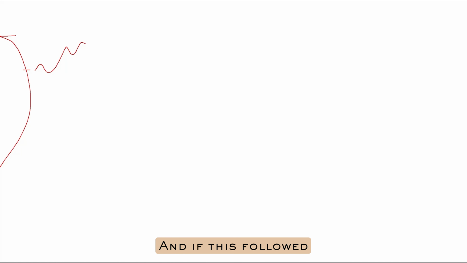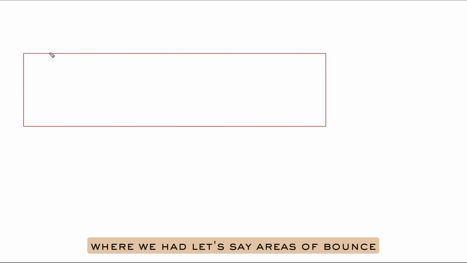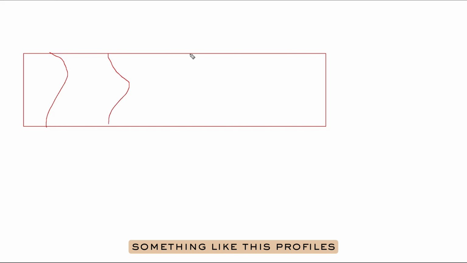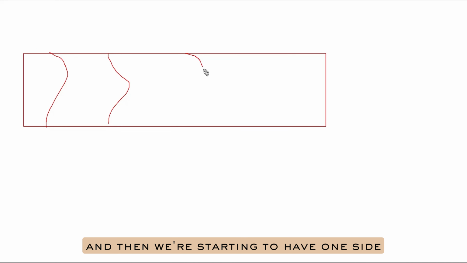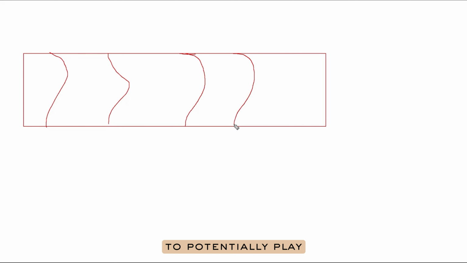We'd be looking for this poor high to be repaired. And if this followed, or what preceded this in that direction, from a left to right translation, so if we had multiple back-to-back days where we had areas of balance, something like this, profiles, and then we're starting to have one side be a lot more dull than the other, showing poor highs, well, then we would look to potentially play a breakout in this direction.